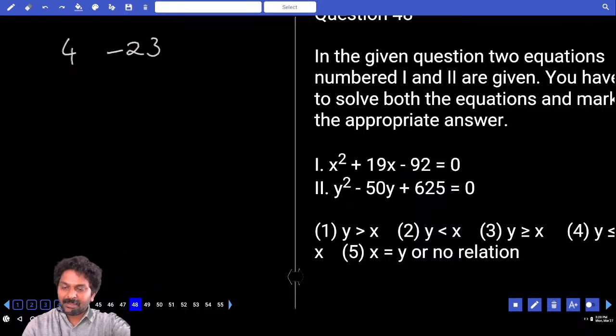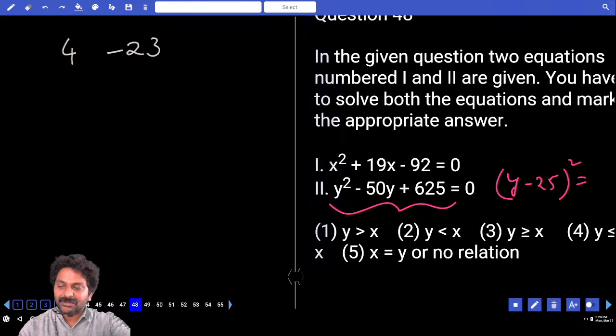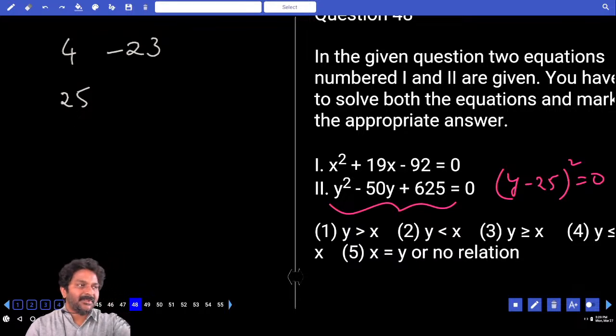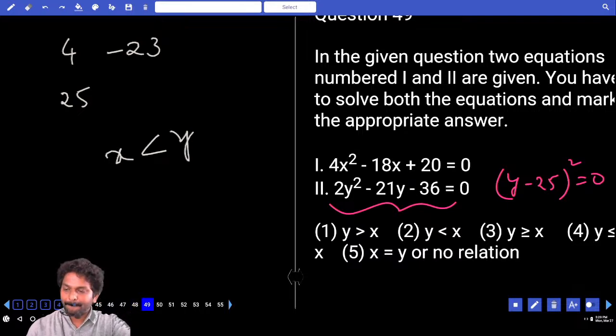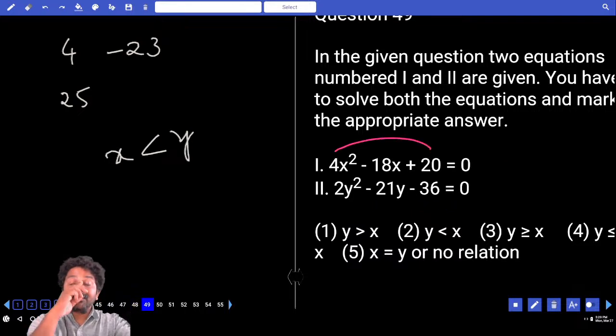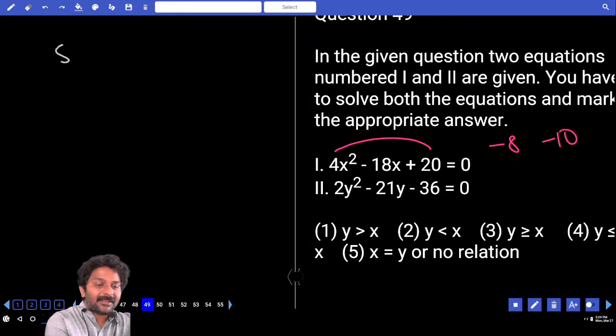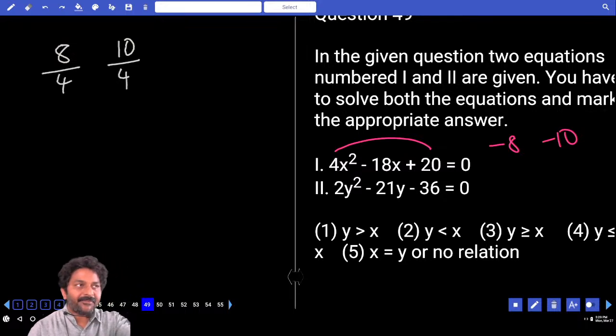Agreed? Now this entire equation we can write it as y minus 25 whole square is equal to 0. That means y is equal to 25. X less than y, x less than y. There is only one condition, x is less than y. 4 into 20, 80. So combination minus 8, minus 10. Factors are plus 8, plus 10 divided by coefficient of x square. Is that okay?